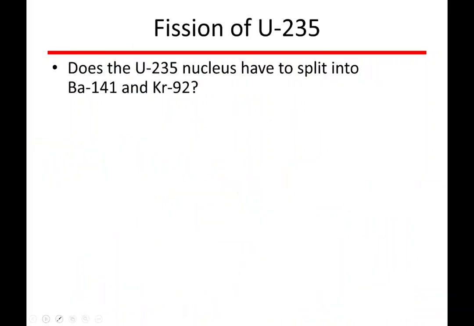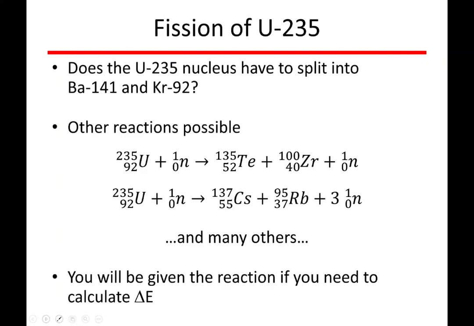Now, is this the only reaction that can happen? Does uranium-235 have to split into barium-141 and krypton-92? Well, no, that's not the only possible fission products. There are many other reactions possible, and here are just a couple of them. You can also split uranium-235 into tellurium-135 and zirconium-100, or there's also a possible set of fission products where you make cesium-137 and rubidium-95, and there are several others. In fact, all of these reactions are happening simultaneously in a fission reaction for uranium-235.